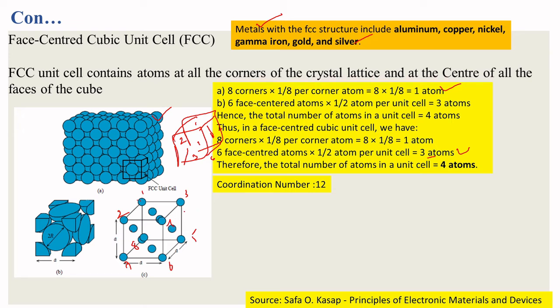So you can see here, the total number of atoms in the unit cell will be 4 atoms. The coordination number is 12.